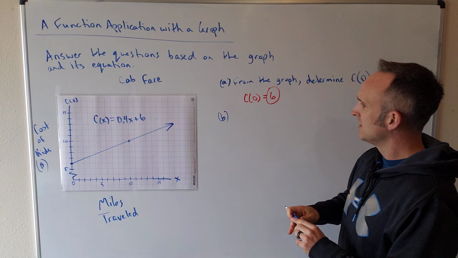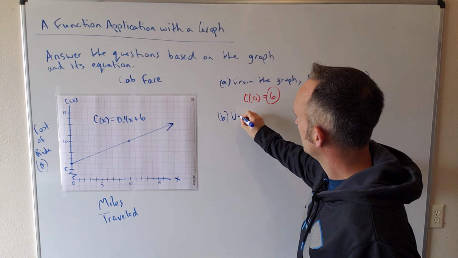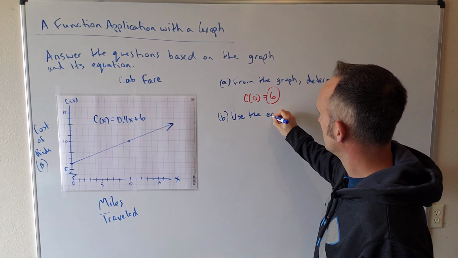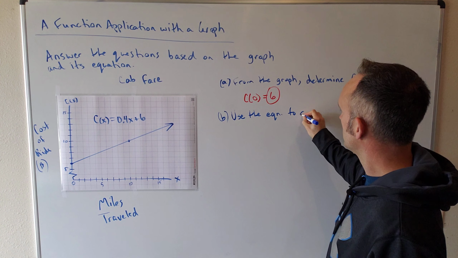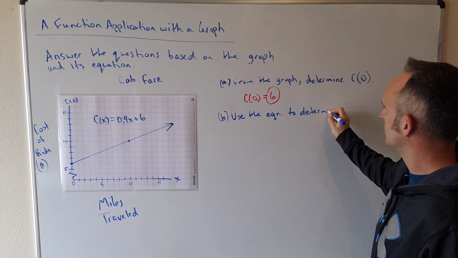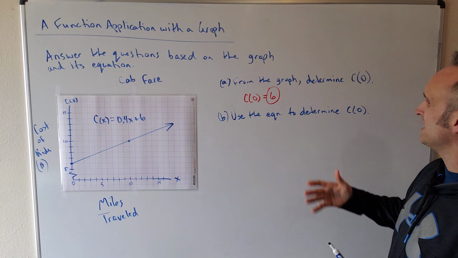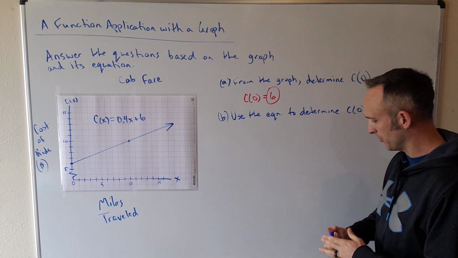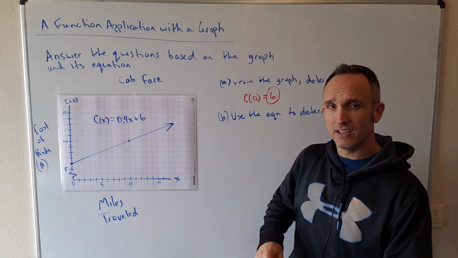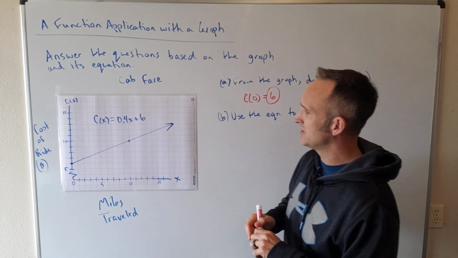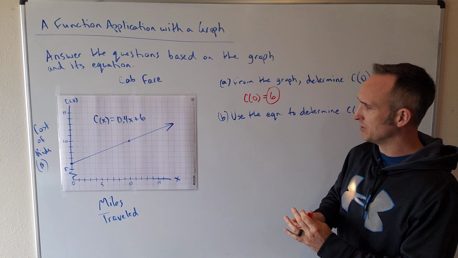For part B, let's use the equation to determine C of 0. Use the equation to determine C of 0. So in this problem, the equation is C of x equals 0.4x plus 6.